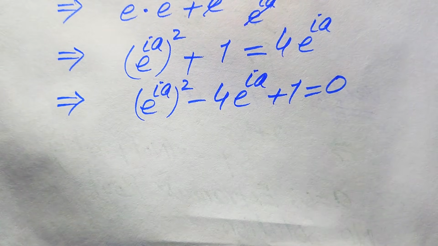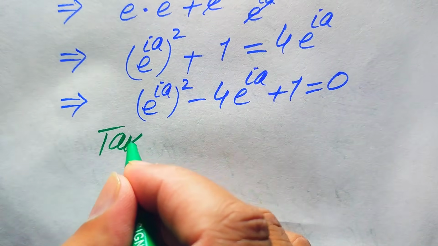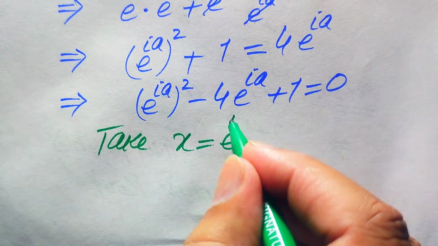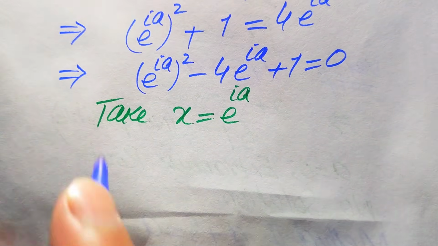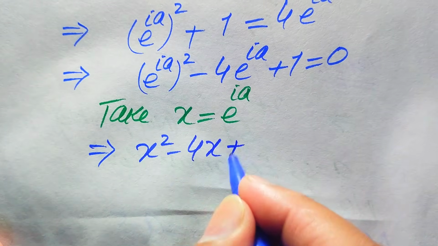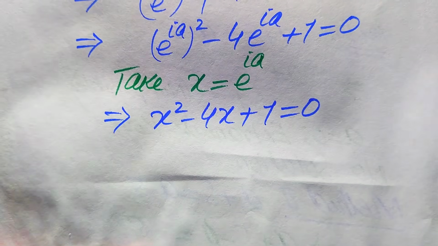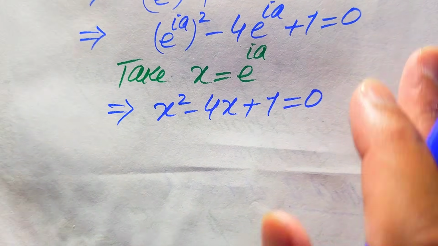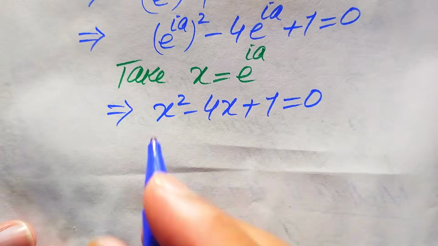This is the exponential equation, and now we convert this exponential equation into the quadratic form. For this we will take x is equal to e to the power of iota a. So when we put x is equal to e to the power of iota a, our above equation is written as x square minus 4x plus 1, and this whole equation is equal to 0. And now further in the next step you see this equation becomes in quadratic form. So here we use the quadratic formula to solve this equation.